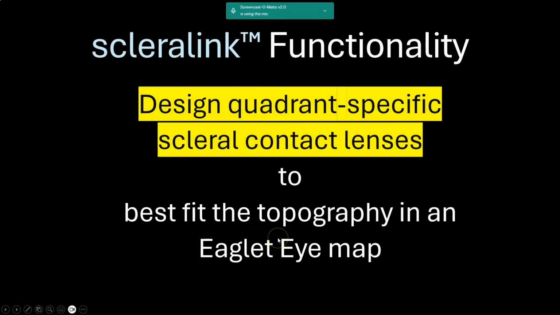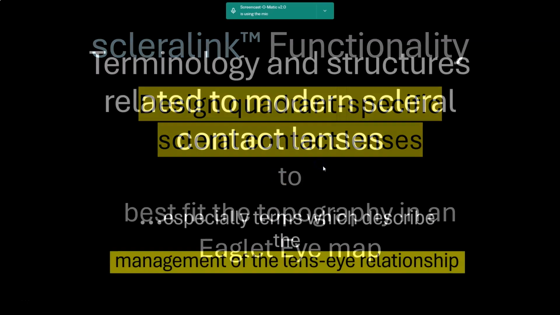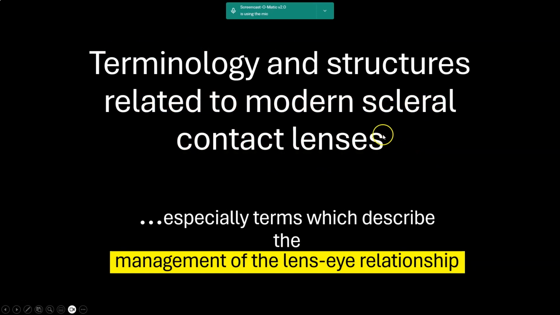The core functionality of Scleralink is to design a quadrant-specific contact lens which will best fit the topography in an eagle eye map. And to understand that and have a sensible conversation about it, I think we need to look at some terminology and some structures which relate to how it is that these modern scleral contact lenses fit on the eye. And I especially want to look in this short presentation at the management terms which look at the management of the lens-eye relationship, as I will call it.